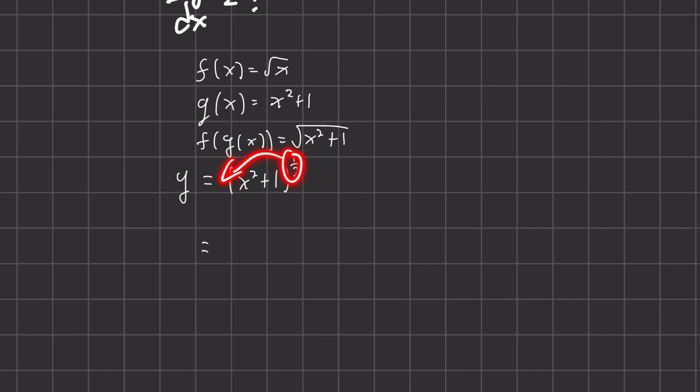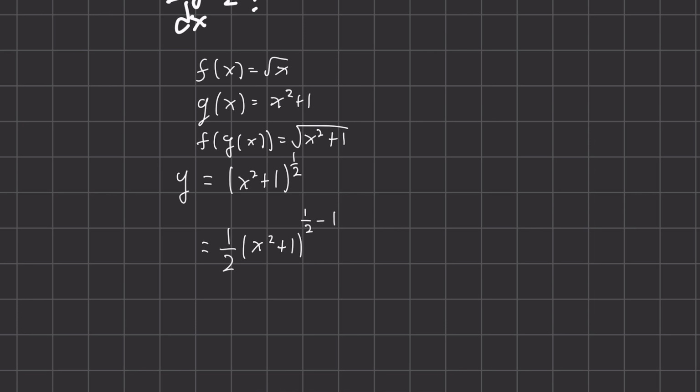So what can we do here? We simply just apply the power rule. That goes up there, and it's going to be this number minus 1. So it's going to be 1 over 2 times (x squared plus 1) to the power of 1 over 2 minus 1. So that is just the derivative of f of x.